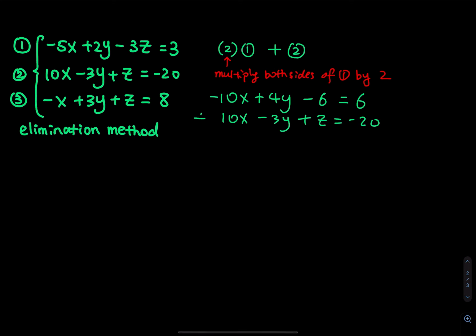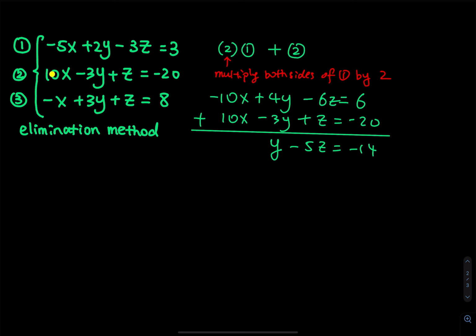So when I add them, the x will be cancelled, right? Negative 10 plus 10 is gone, and then positive 4 plus negative 3, 4 minus 3 is 1, negative 6 plus 1 is negative 5. Equals negative 14. I cannot solve this equation yet because this is one equation with two unknowns. So that means I am going to see what I can do for equation 2 and equation 3.